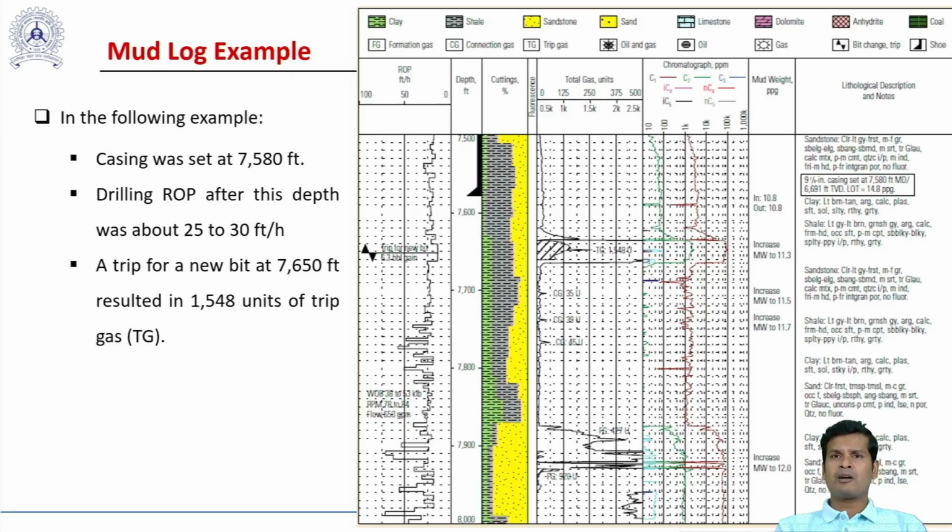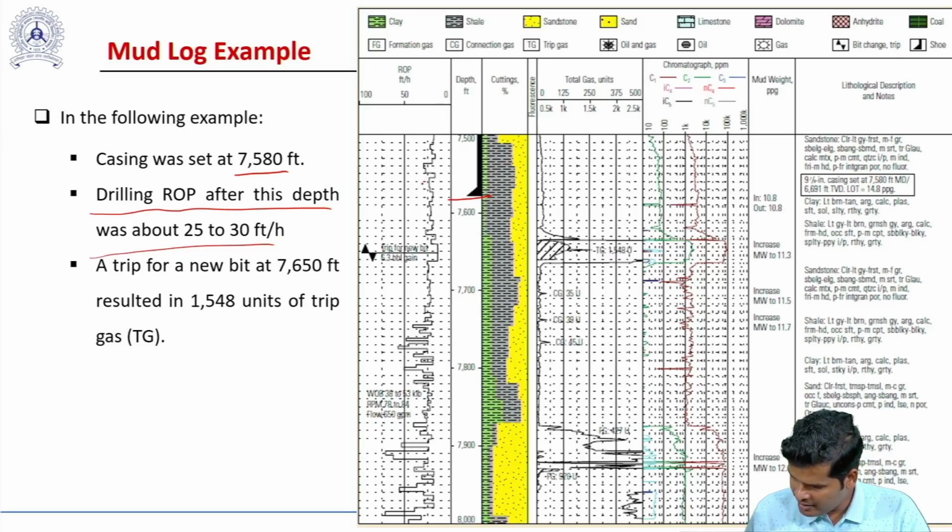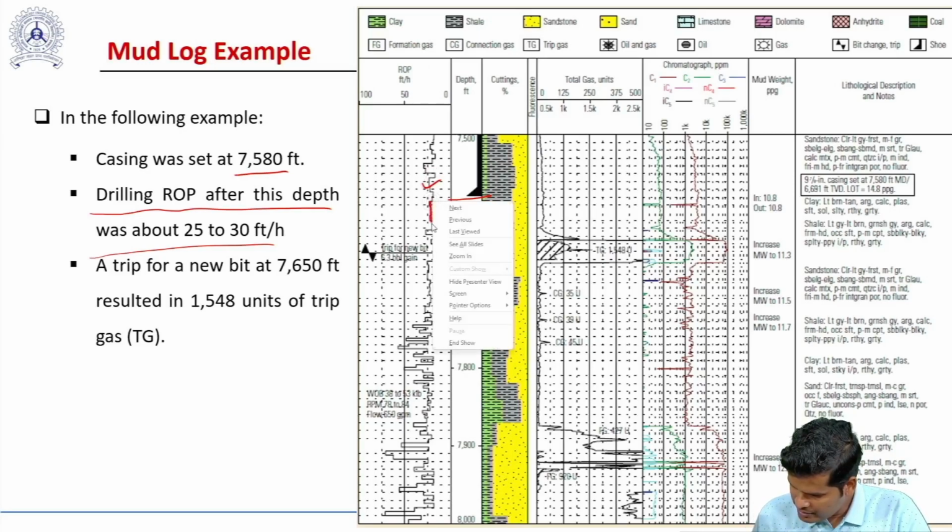So in this mud log, the casing was set at 7580 feet. So this is where the casing was set. Drilling rate of penetration after this depth was around 25 to 30 feet per hour. So you can see here, this is our rate of penetration. It is somewhere here, around 25 to 30.